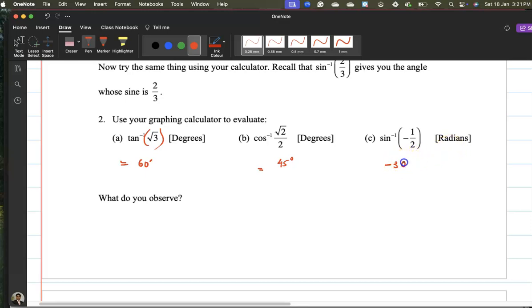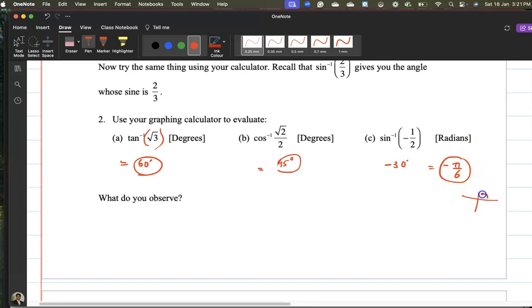So I have to change your calculator. You can also do this in radians: 60 is pi by 3, minus 30 is minus pi by 6. The output is only the acute angle, not the other angle. There are always 2 angles in one circle, and it's only giving you one. Is it above the x-axis or below the x-axis? This is below the x-axis. So it's giving you only these answers.